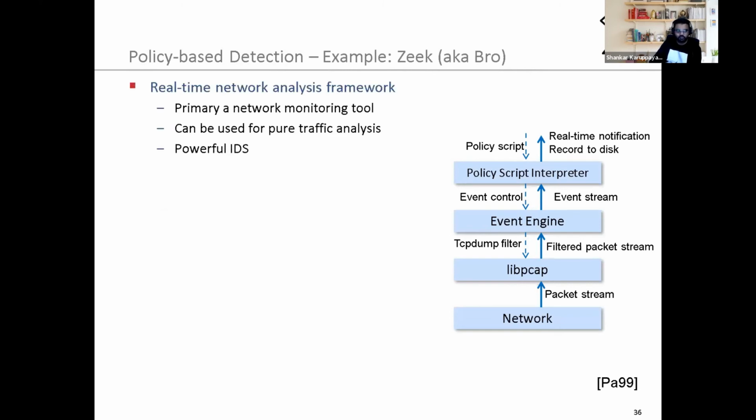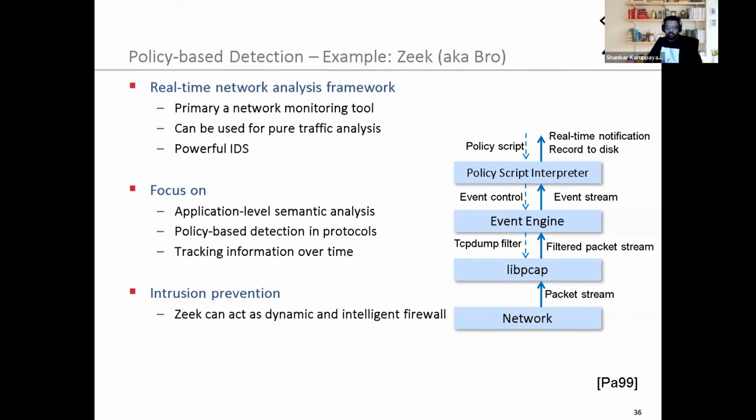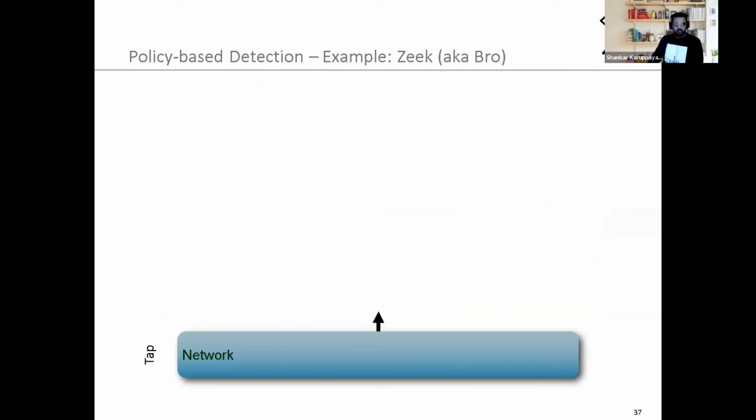It is able to perform real-time analysis, and it focuses more on application-level semantics, policy-based detection in protocols, and tracking the progress and evolution of information over time. If you couple Zeek with reaction components, you can have intrusion prevention systems, as Zeek can act as a dynamic and intelligent firewall. So just to summarize how Zeek works, it's now called Zeek, but it used to be called BRO. If you know about BRO IDS, it's the same thing.